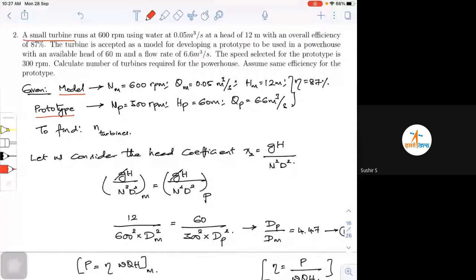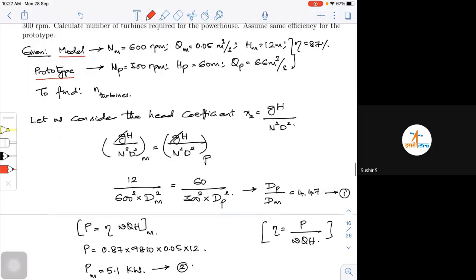So based on the model or whatever the design studies, I should be able to come up with it. So here I will consider two non-dimensional numbers. One is the head coefficient, the other one is your power coefficient. Now let us take the head coefficient. So what is the formula? Already we have seen. It is gH by N square D square.